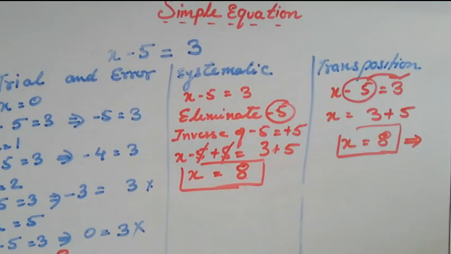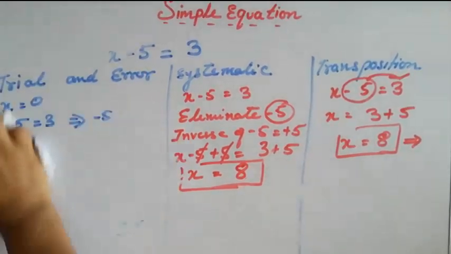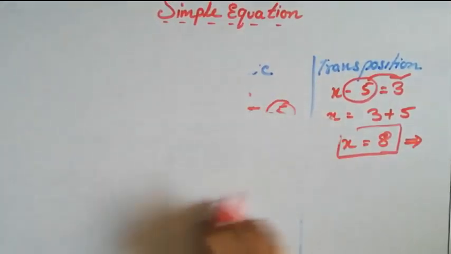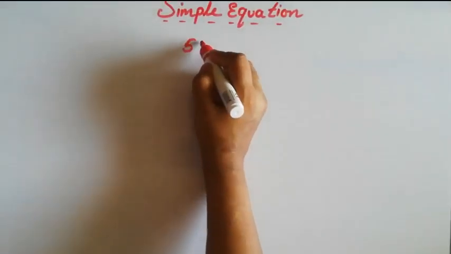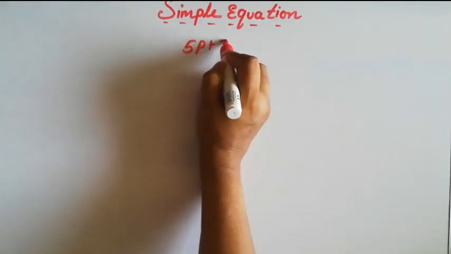Clear? Is there any doubt? Okay, we will solve one more question by the trial and error method. Suppose I have taken an equation 5p plus 2 equal to 17.